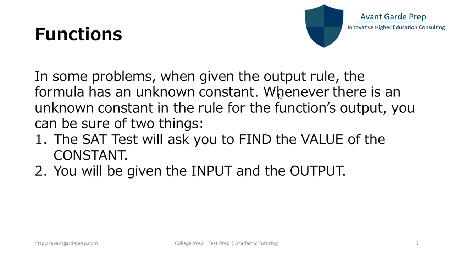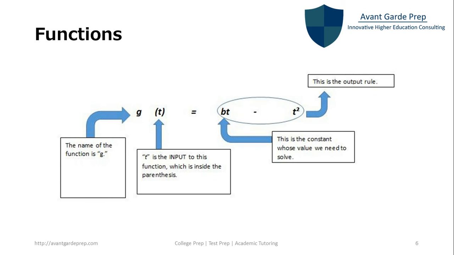In some problems, when you have the output rule, the formula has an unknown constant. When this unknown constant is in the rule, you can be sure of two things. The SAT will ask you to find the value of that constant, and you'll be given the input and output. And here's a quick example of that.